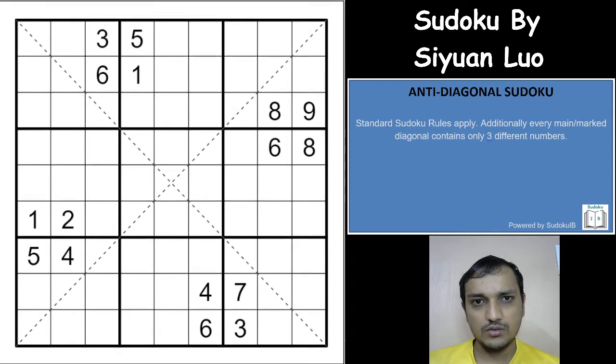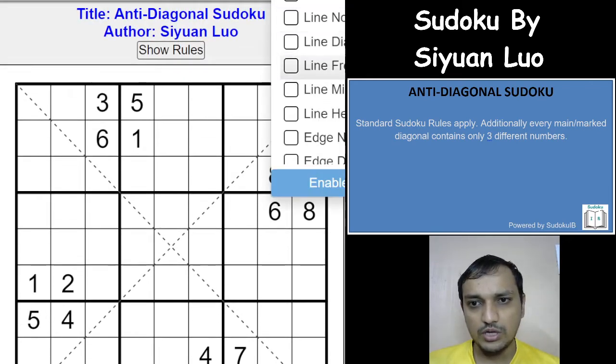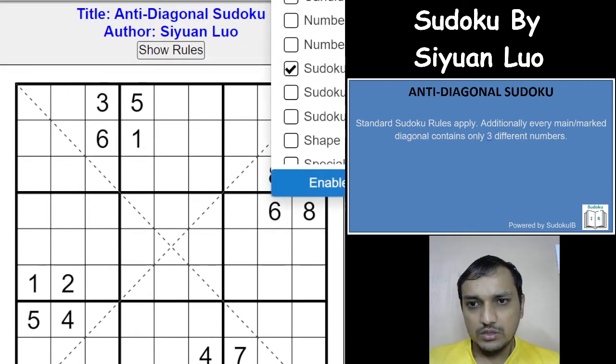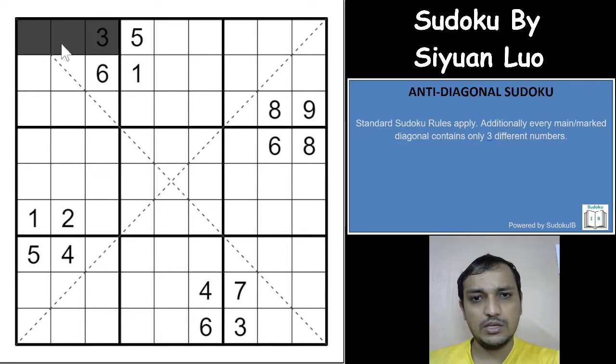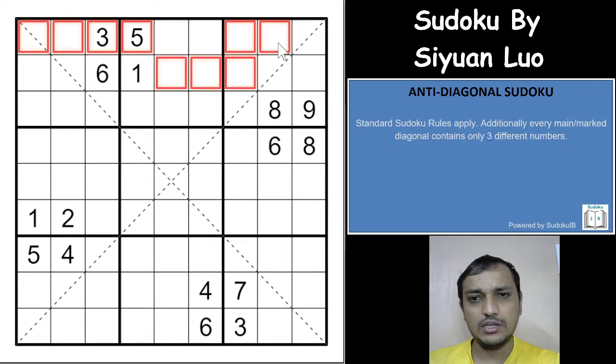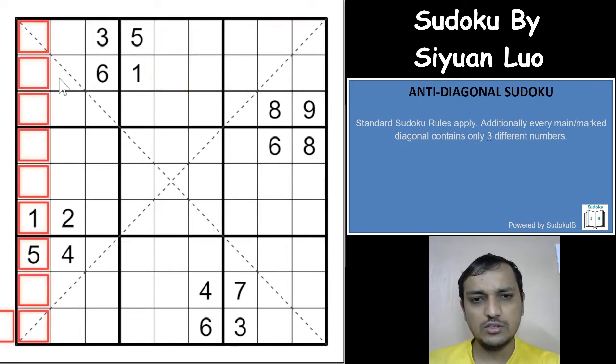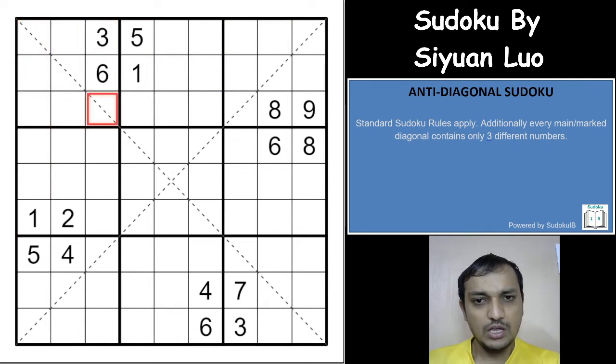Just a second, I have not taken the Sudoku tab here. Yeah, so classic Sudoku rules apply. You need to place digits from 1 to 9 in each row, each column, and 3 by 3 box without repetition. Apart from that, you have some diagonals marked.